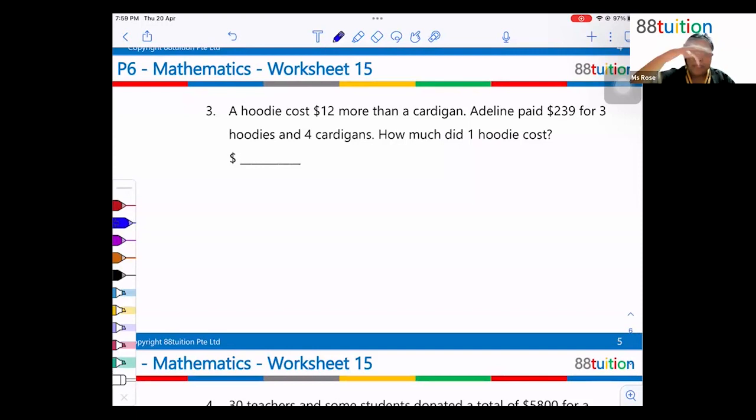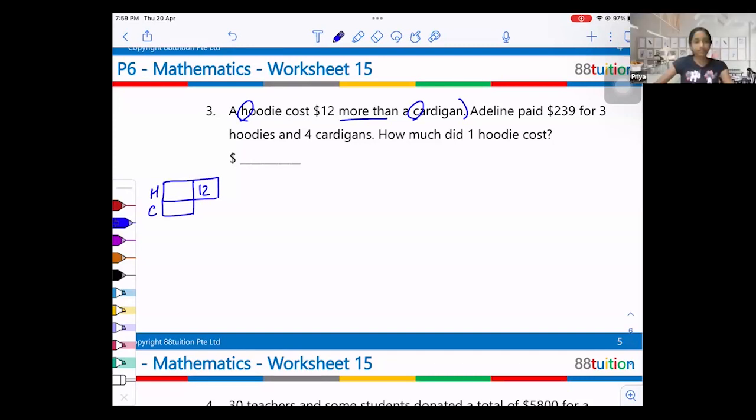Okay, remember when I had a lesson with you earlier, I mentioned about more than, less than. So from here, you will be able to see that it says a hoodie costs more than a cardigan. How much more? It costs $12 more than a cardigan. Very good. The answer is 18. Okay, so now you pay attention.